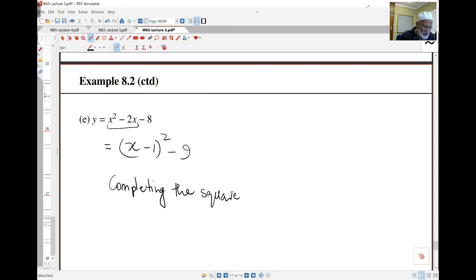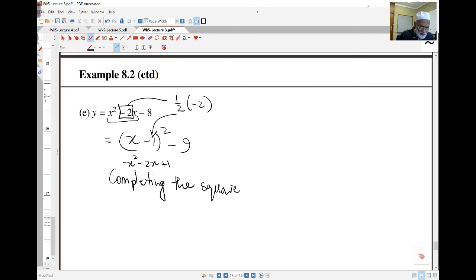So I take a look at the coefficient of the x term here and take half of it, and that's what I put in here. So it's x minus 1 squared. But when I expand this, I get the x squared and the minus 2x, but I get the plus 1 as well, which I must subtract off, and that's why this is a minus 9. So I can draw the graph of this using the ideas I have seen so far.